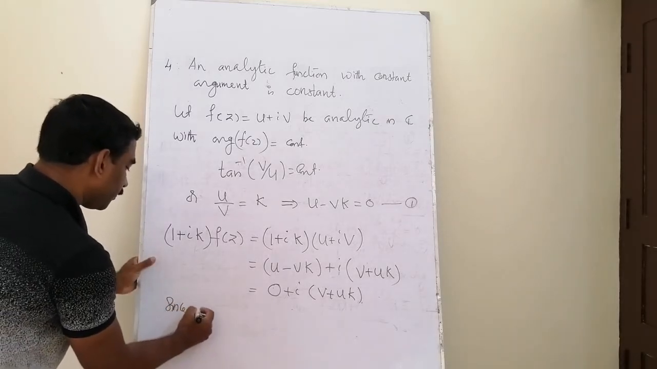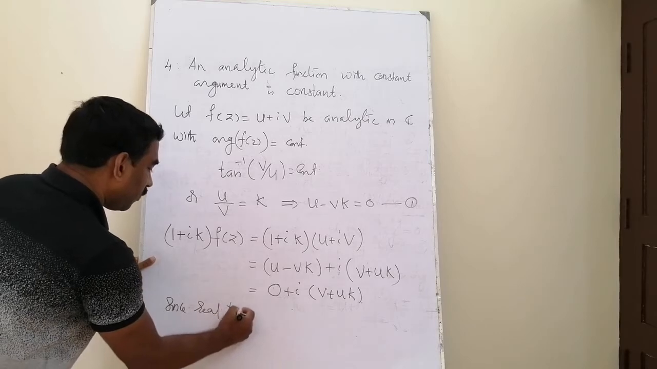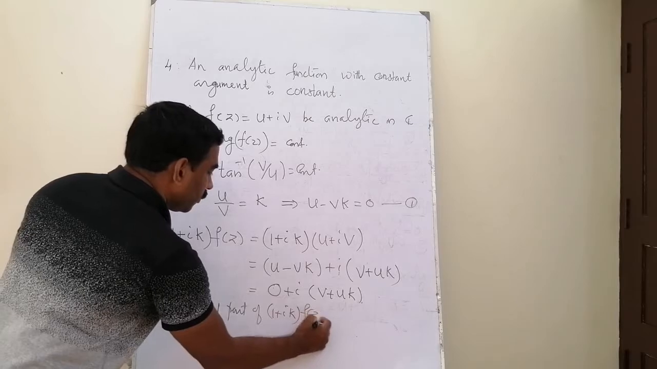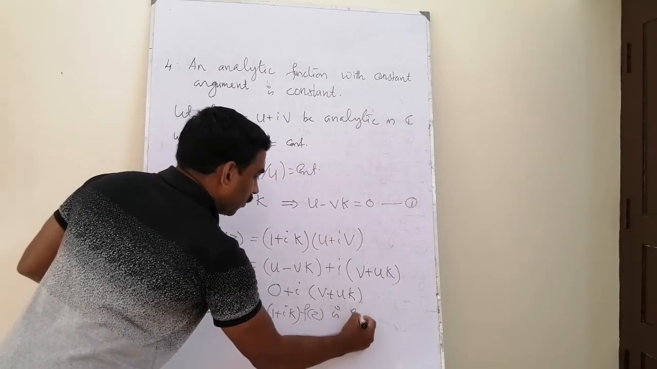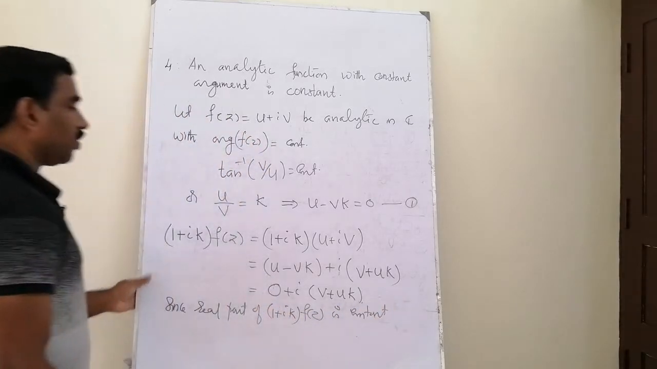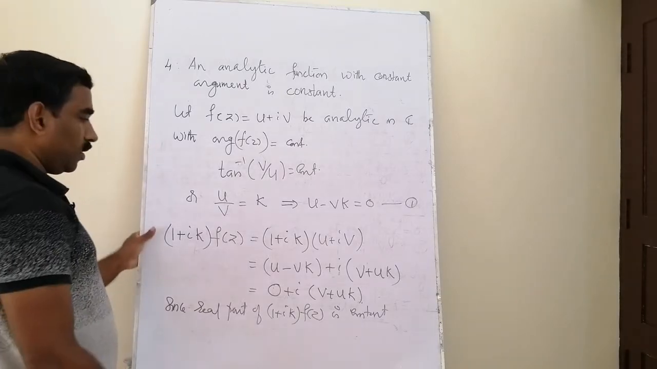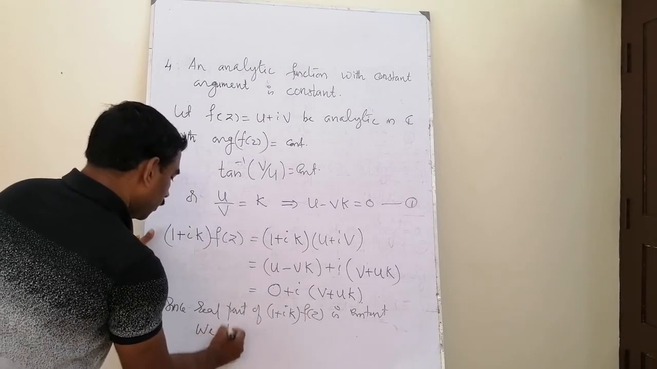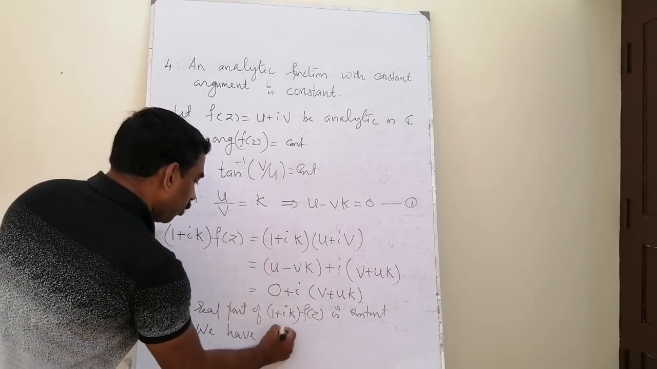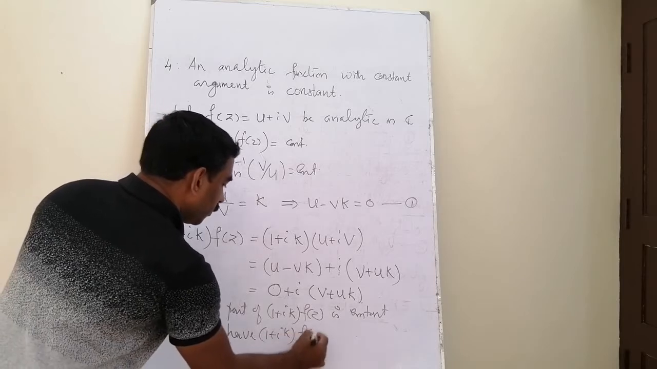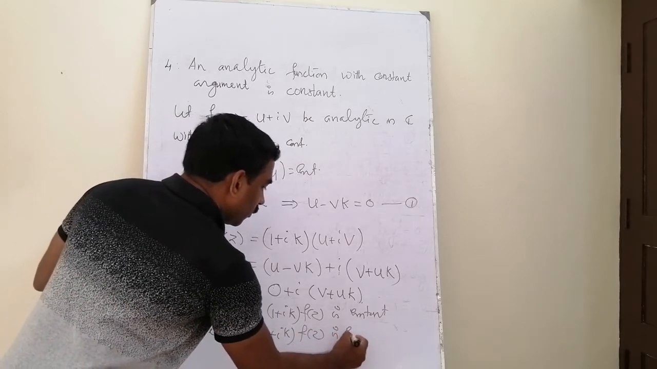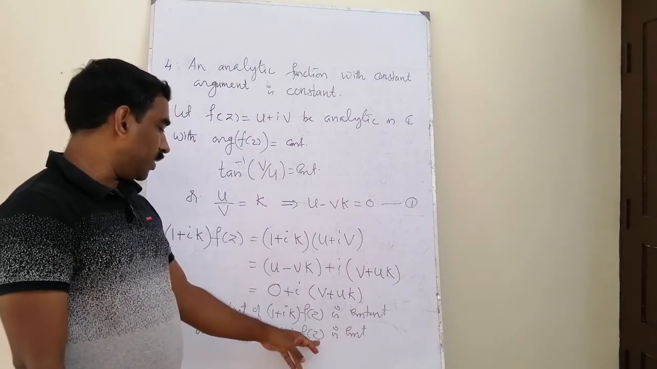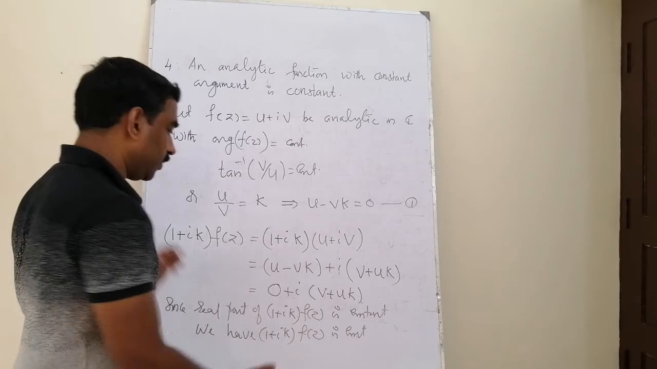Since the real part of 1 plus ik into f(z) is constant, according to our previous result, the analytic function is constant. We have 1 plus ik into f(z) is a constant. So 1 plus ik into f(z) being a constant means that it is a constant multiple of f(z). So f(z) is also a constant.